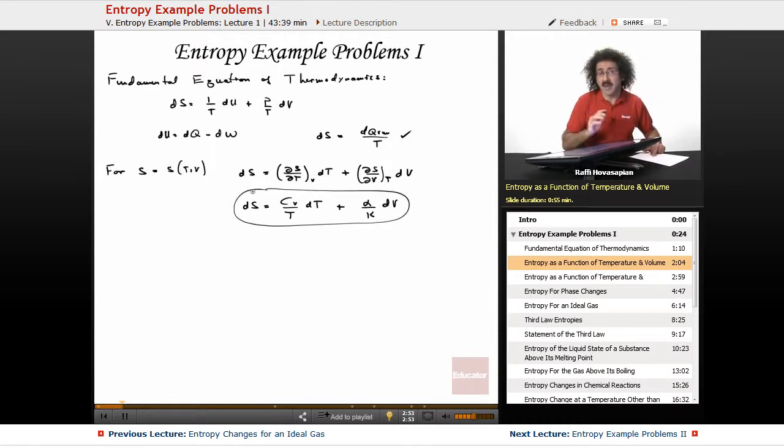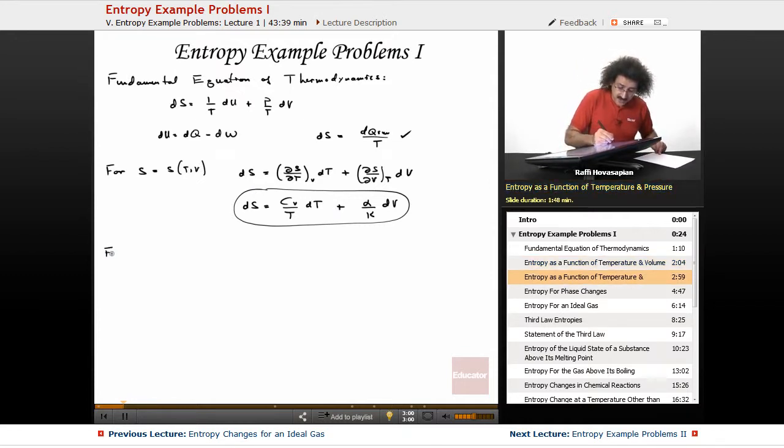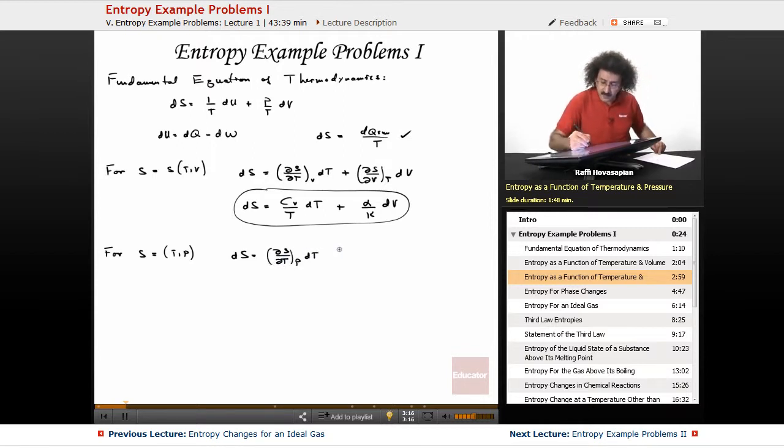Just like for energy, absolutely, you have to know this. Most problems begin with this equation or the next one that I'm going to write. Now, in the case of dealing with entropy where entropy is a function of temperature and pressure, so if pressure is mentioned in the problem, we have dS = (∂S/∂T) at constant pressure dT plus (∂S/∂P) at constant temperature dP.